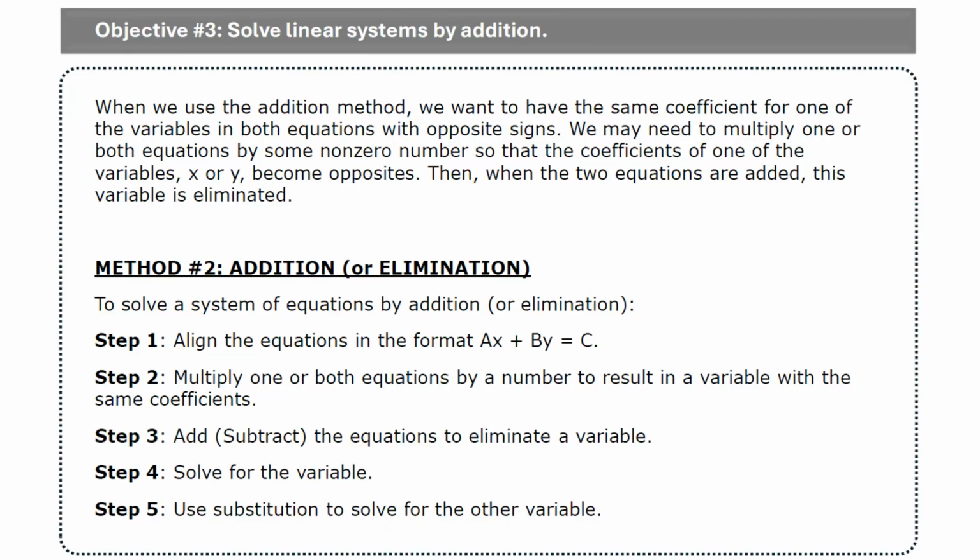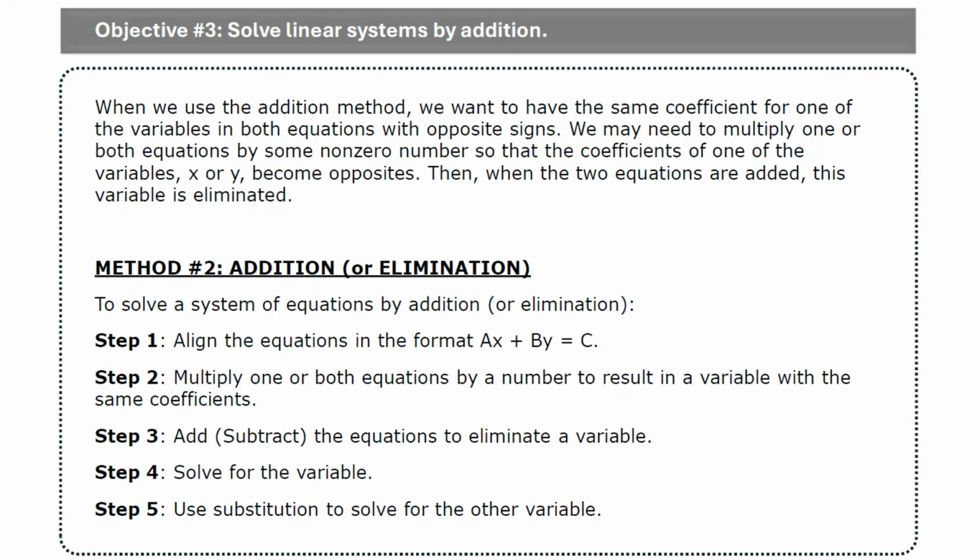That's why this method, or the addition method, is sometimes referred to as the elimination method, because you're eliminating one of the variables in order to find the other variable. Okay, so our steps here in order to solve a system of equations by addition or elimination, we first align the equations in the format ax + by = c. This allows us to see exactly what's going on with our coefficients in front of our variables.